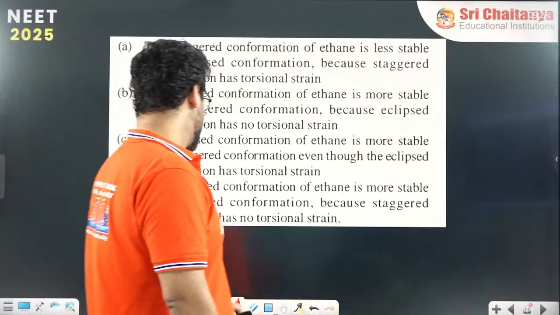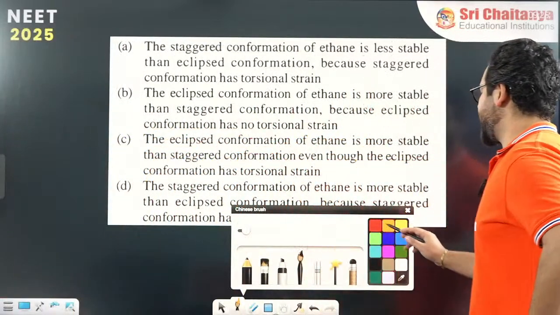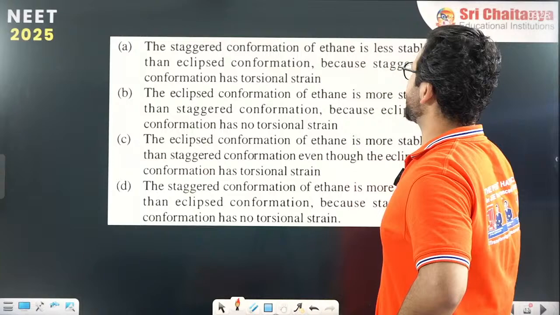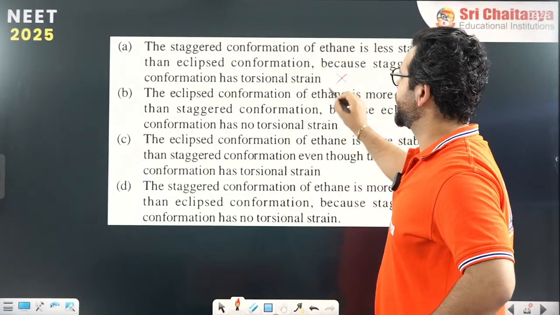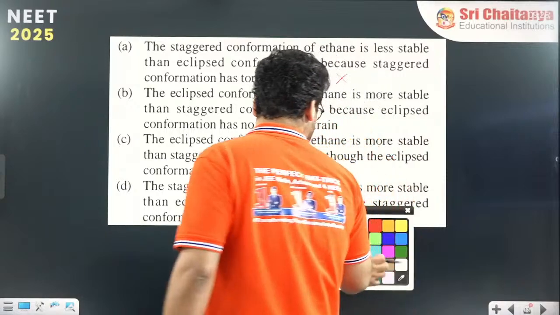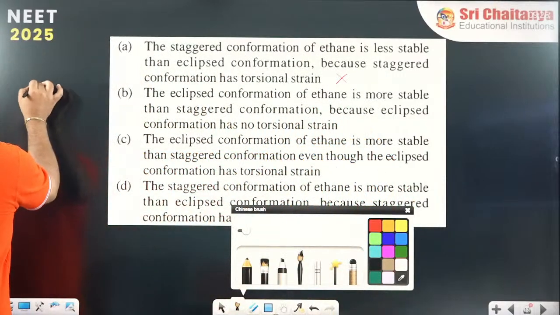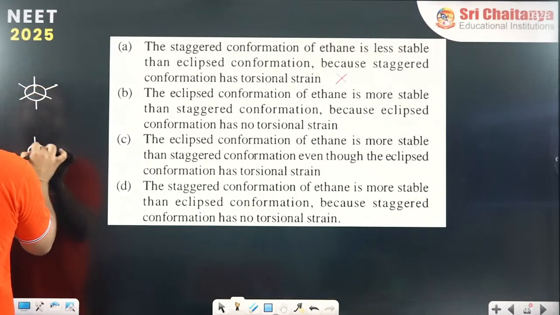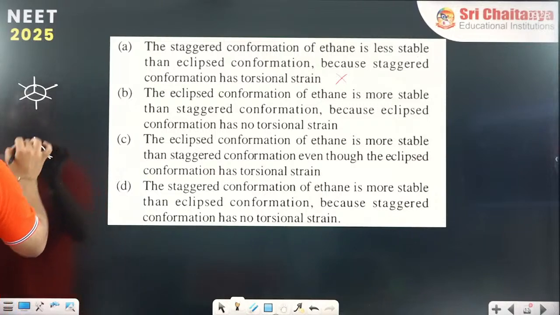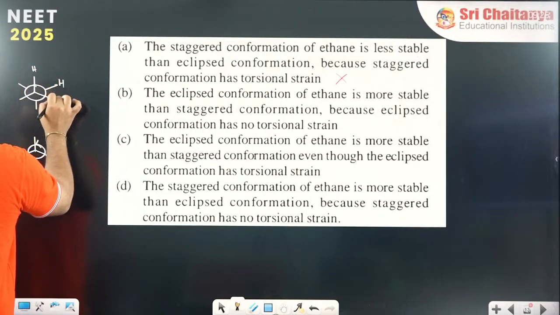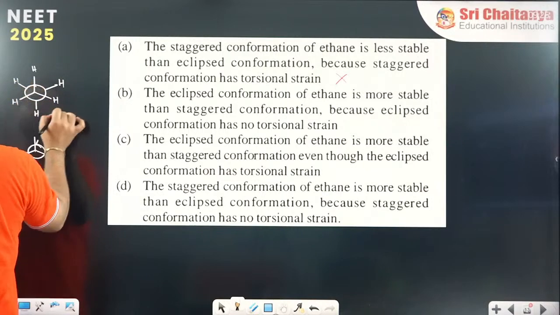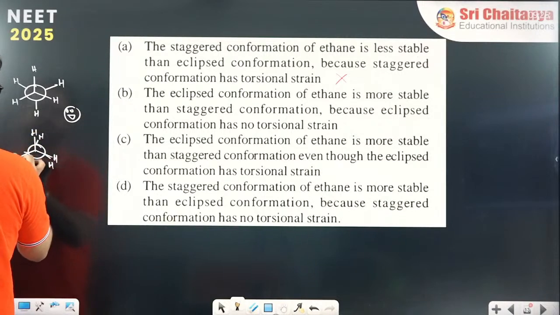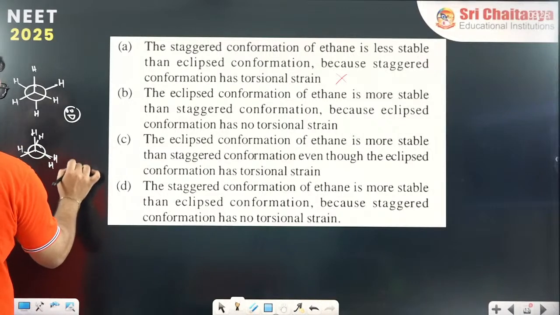Next one. Some statements are given, and we have to find which statements are true and which are incorrect. Staggered conformation of ethane is less stable than eclipsed, not correct. Staggered means the hydrogens are completely away from each other. This is staggered. An eclipsed conformation of ethane looks like this. Staggered is much more stable because there is no torsional strain. This is unstable due to torsional strain.